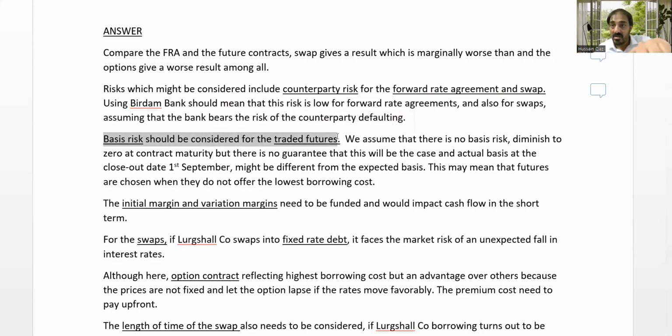Now, after forward, the futures. If we consider futures, the issue is basis risk. We assume that basis risk diminishes to zero at contract maturity, as mentioned in the question. But this is not guaranteed. The actual basis at the closeout date, connect with the case. At the closeout date, the rate the company faces on 1st September might be different from the expected basis. If it's different, this may mean whatever futures contract we have chosen was not the lowest cost.